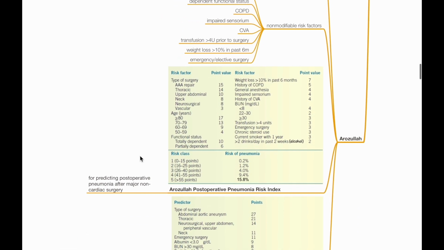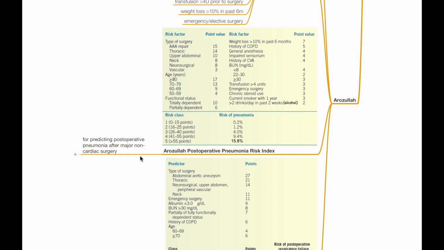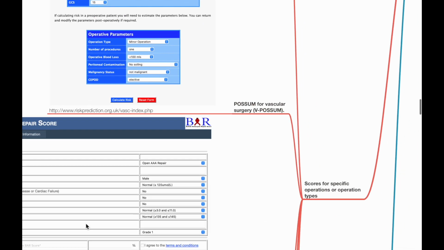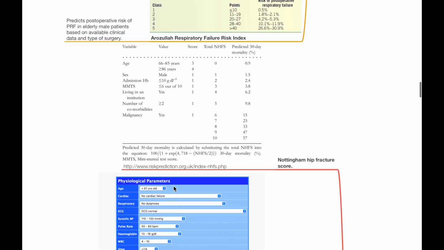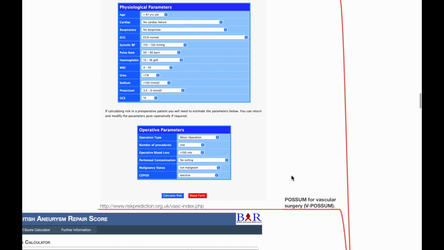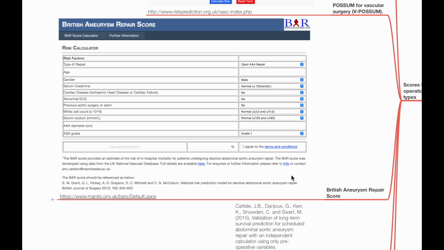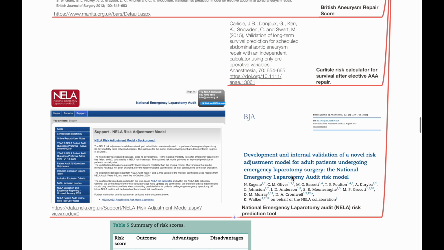Arozullah post-op pneumonia risk index predicts post-op pneumonia after major non-cardiac surgery, and Arozullah respiratory failure risk index predicts post-op risk of respiratory failure in elderly males based on available clinical data and type of surgery. Scores for specific operations or operation types include Nottingham hip fracture score, POSSUM for vascular surgery, British aneurysm repair score, and National Emergency Laparotomy Audit Risk Prediction Tool.